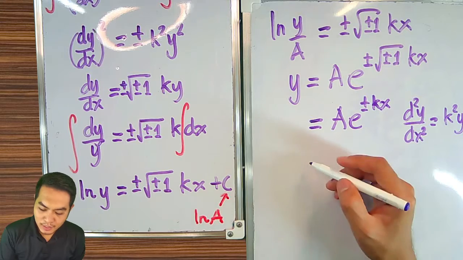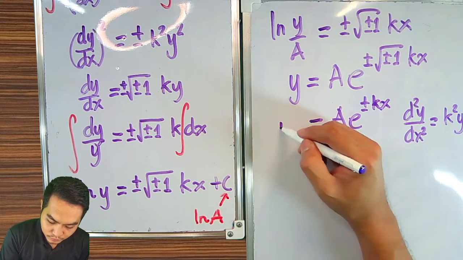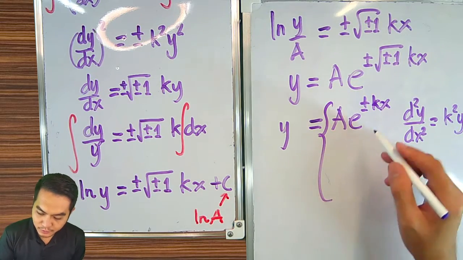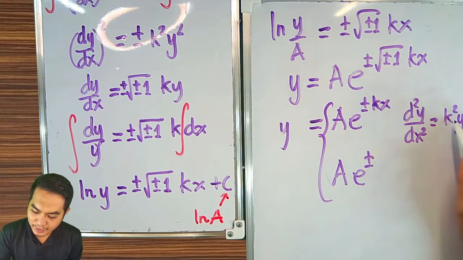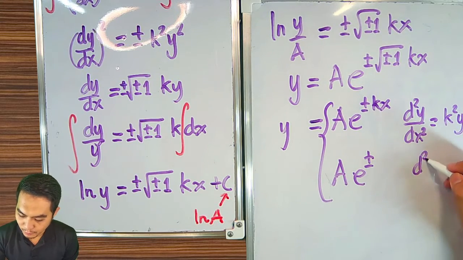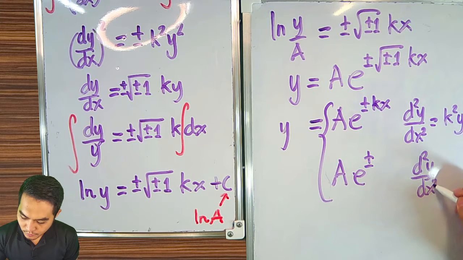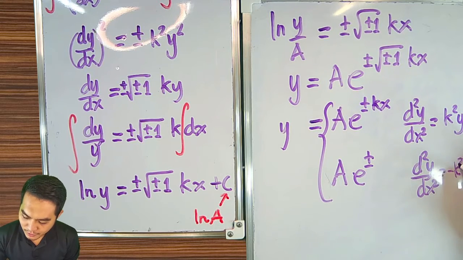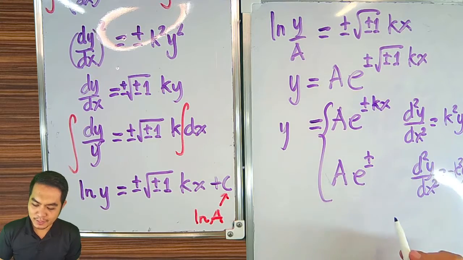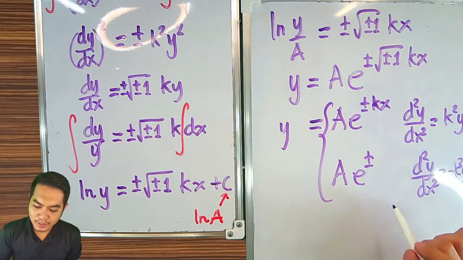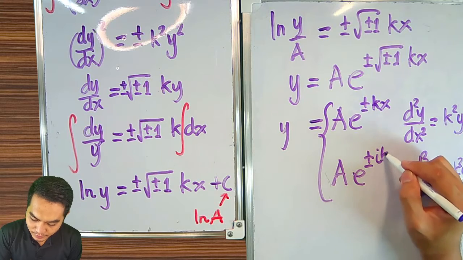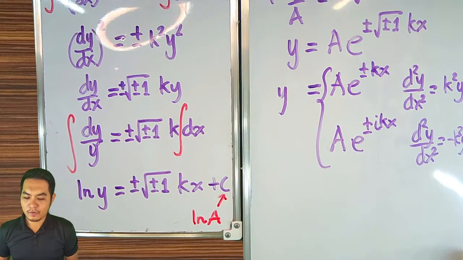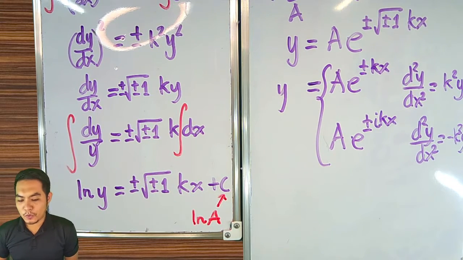But this is actually equivalent to a e to the plus and minus, if we take the negative sign, or if your differential equation was negative k squared y instead of positive k squared y, then you take the lower sign. So the square root of negative 1, that's i. So you will have i kx. So these are the two solutions.